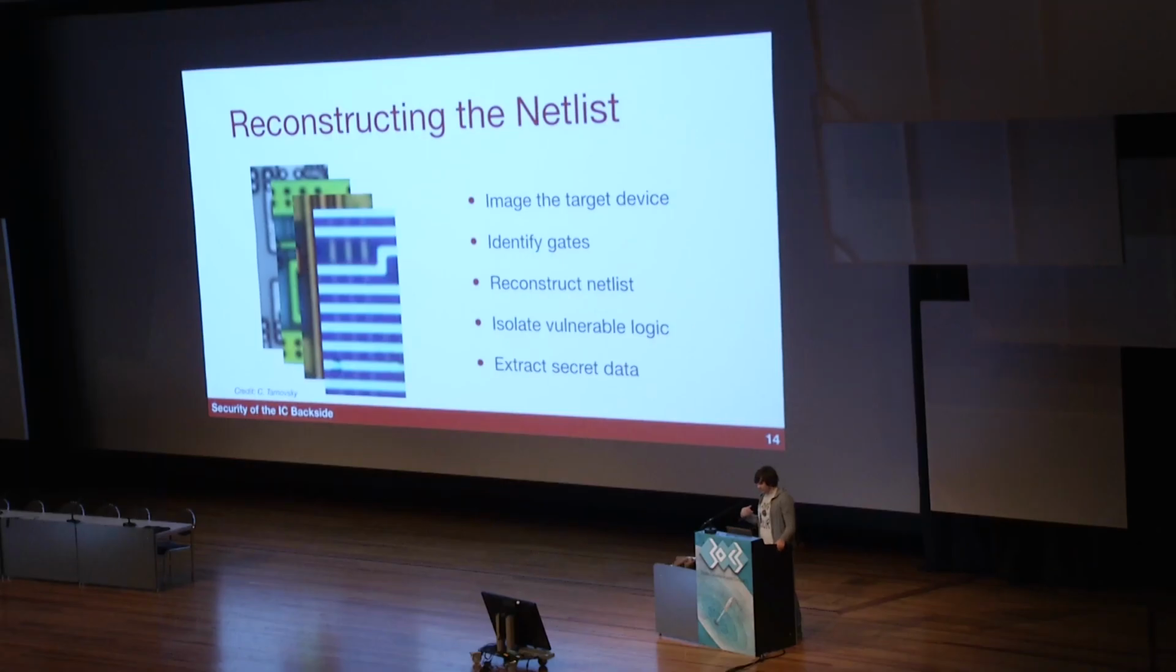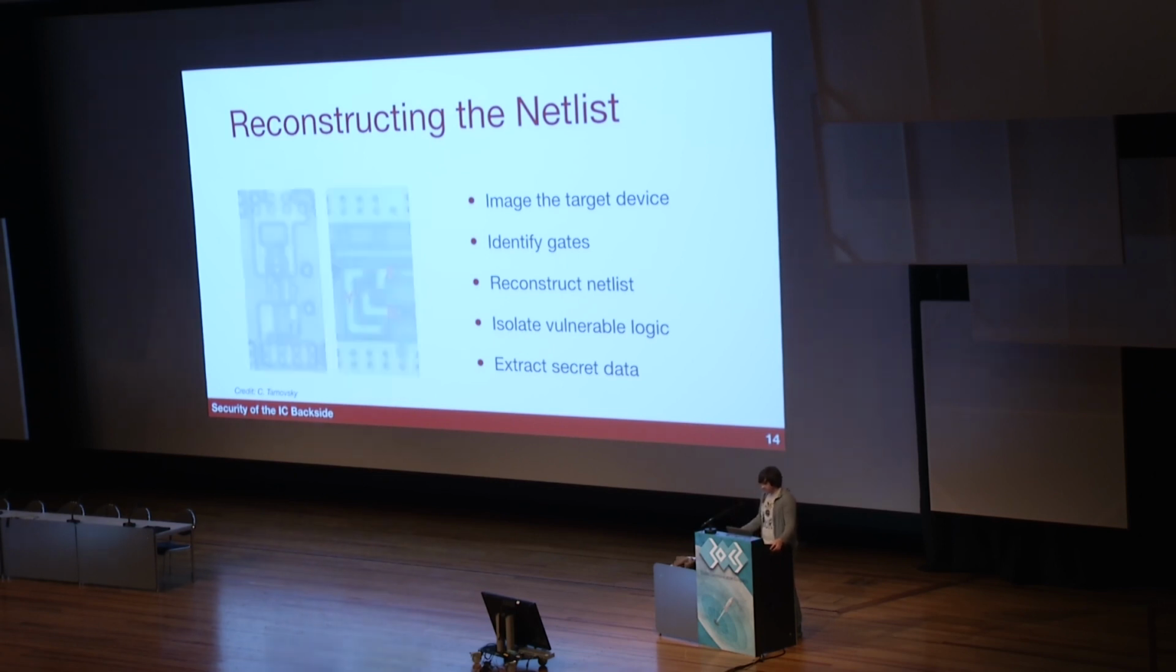But the thing we want to do is, now that we have the netlist, we can see where the data is decrypted. And now we can isolate that logic, and we can basically extract the secret data there. Because now the chip decrypted the data for us, and so now we can pinpoint that area where it's decrypted and get the data out from there.